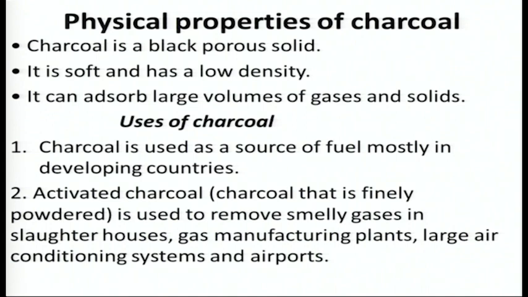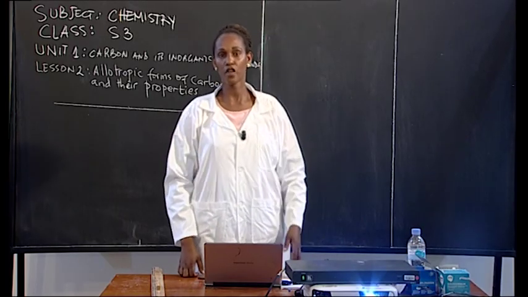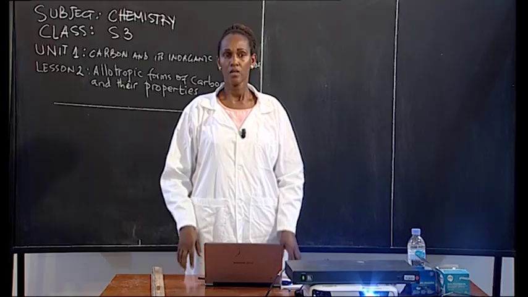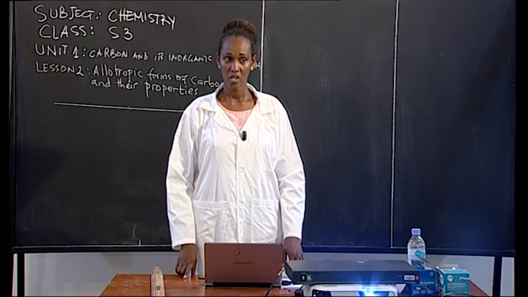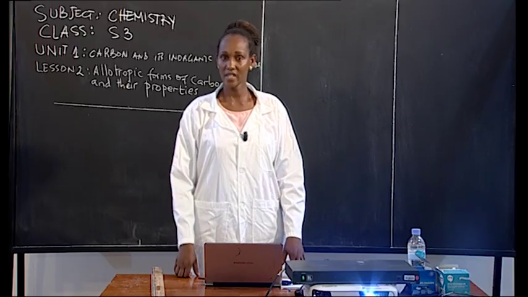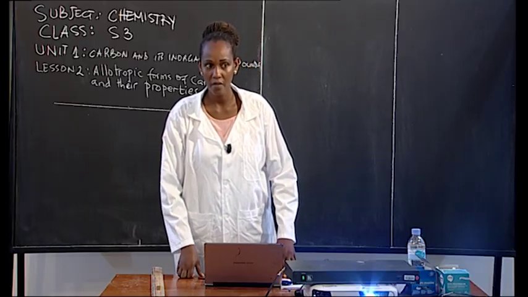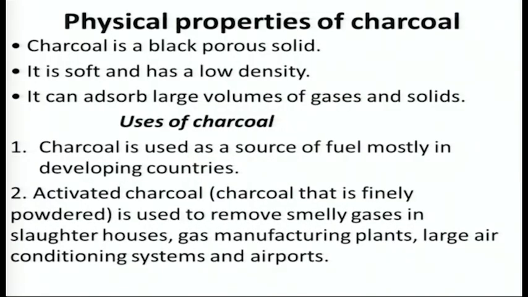It is soft and has a low density. If you compare charcoal with the crystalline forms of carbon like diamond and graphite, it is a bit soft. When you beat charcoal down, it can get broken, but diamond and graphite cannot. So it's a bit soft and has a low density compared to diamond and graphite among the crystalline forms of carbon. It can absorb large volumes of gas and solids.